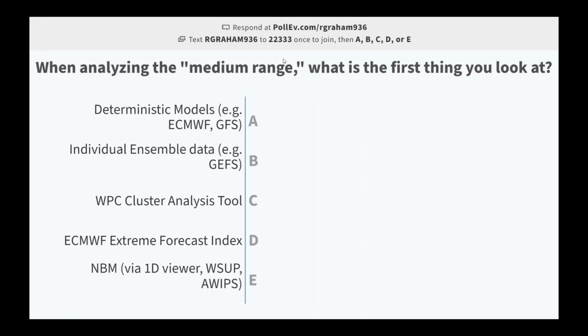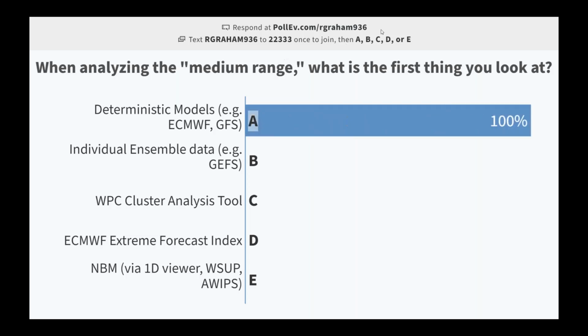So the first poll question here for those attending, if you can answer here: when you go and look at the medium range, what is the first thing that you look at? There are a couple of different options here, and I'll give everybody a few minutes to respond.